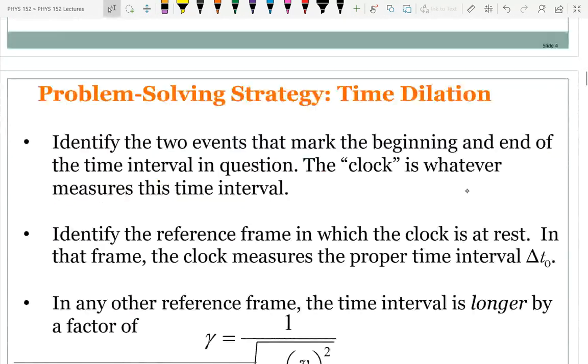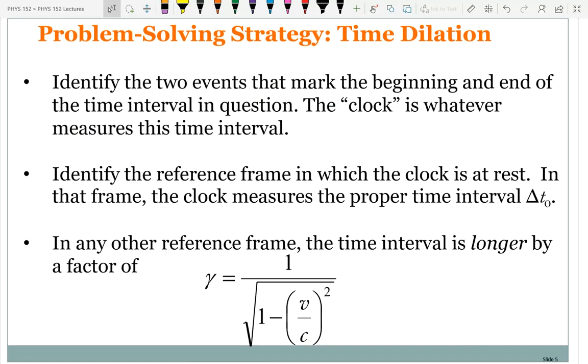So let's just do some problem-solving strategies. Identify the two events that mark the beginning and end of what you're doing, and identify the reference frame where the clock is going to be at rest for measuring those. That tells you which reference frame measures the proper time, and then use that time dilation equation to calculate between the two reference frames.